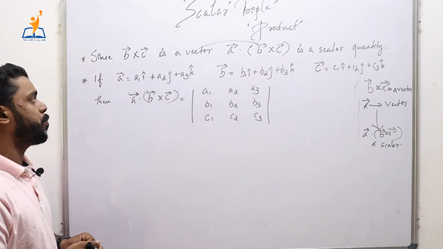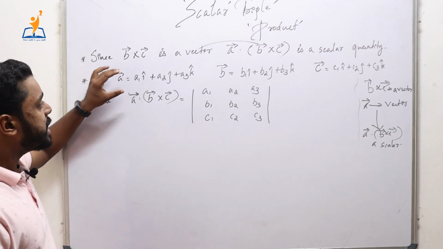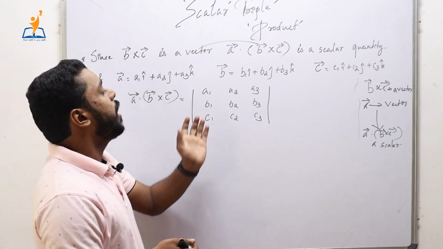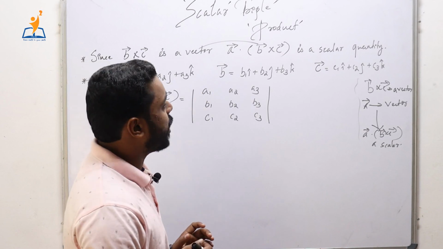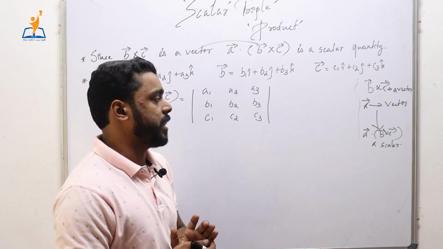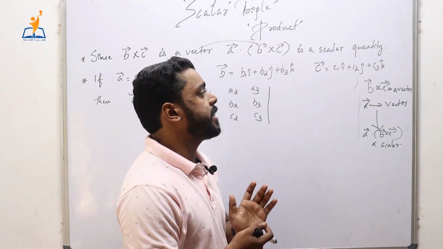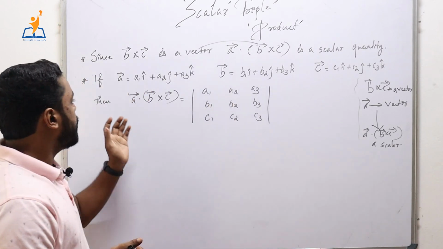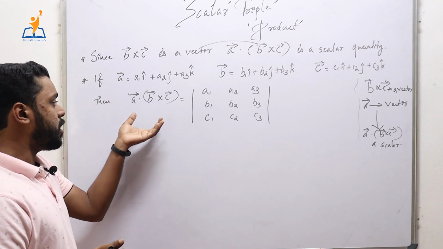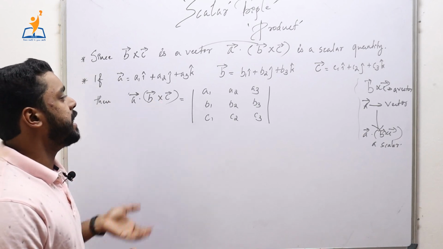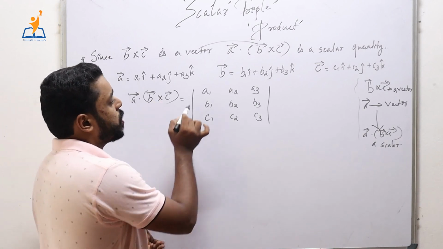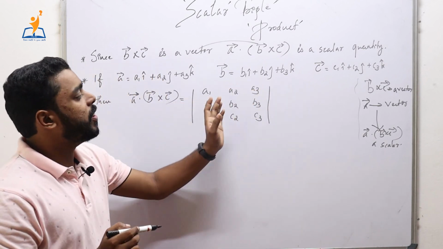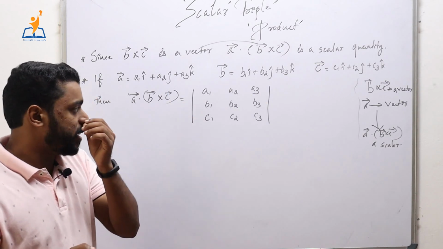Coming to the next property, if A is equal to A1 i cap plus A2 j cap plus A3 k cap, and B is equal to B1 i cap plus B2 j cap plus B3 k cap, and C is equal to C1 i cap plus C2 j cap plus C3 k cap, then the scalar triple product of A, B, C, which is A dot B cross C, is nothing but the determinant of the rows A1 A2 A3, B1 B2 B3 and C1 C2 C3.